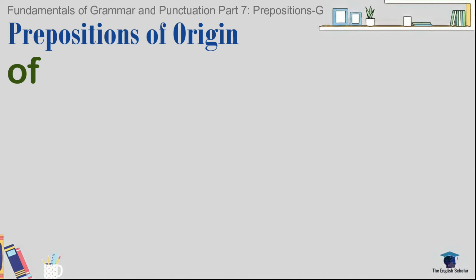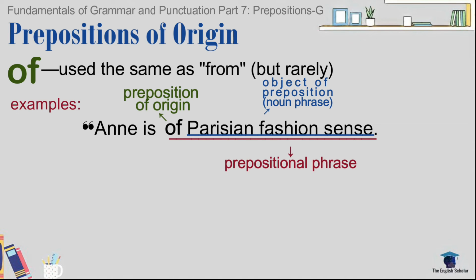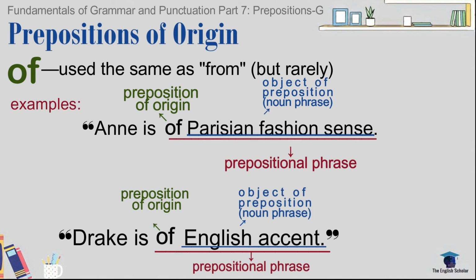Of. Of is used the same as from, but in rare cases. For example, Anne is of Parisian fashion sense. Drake is of English accent.